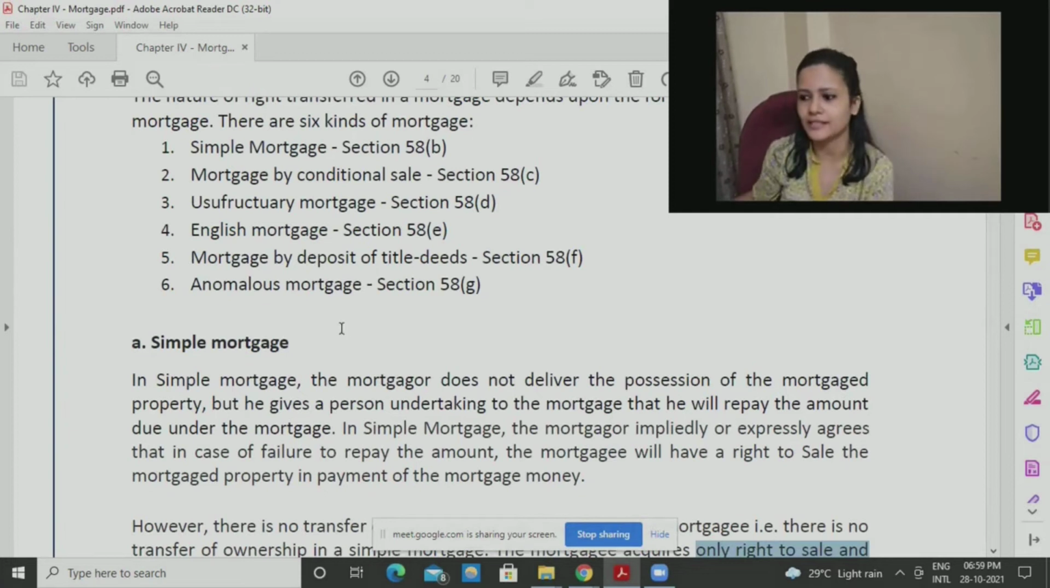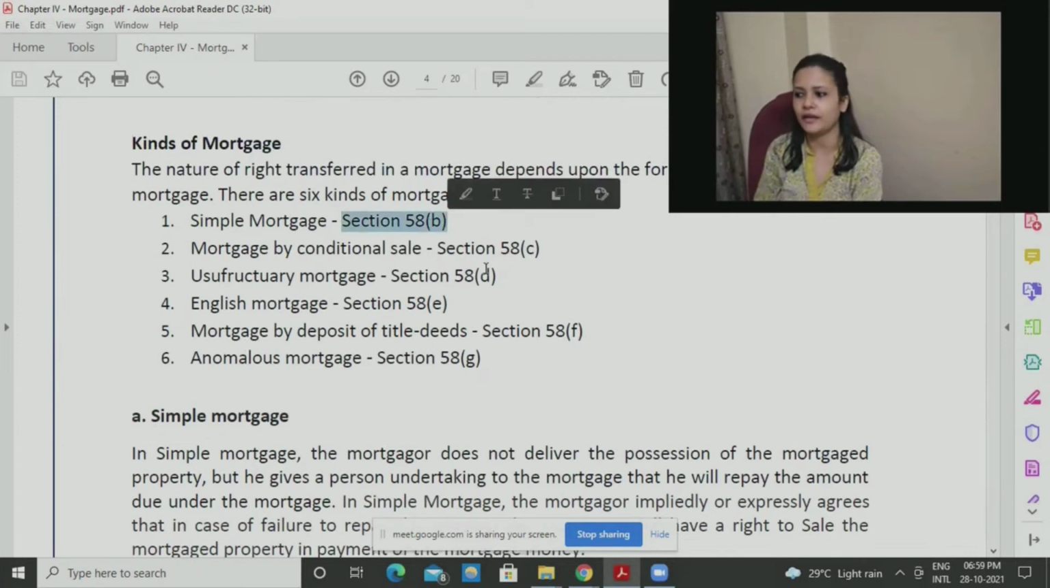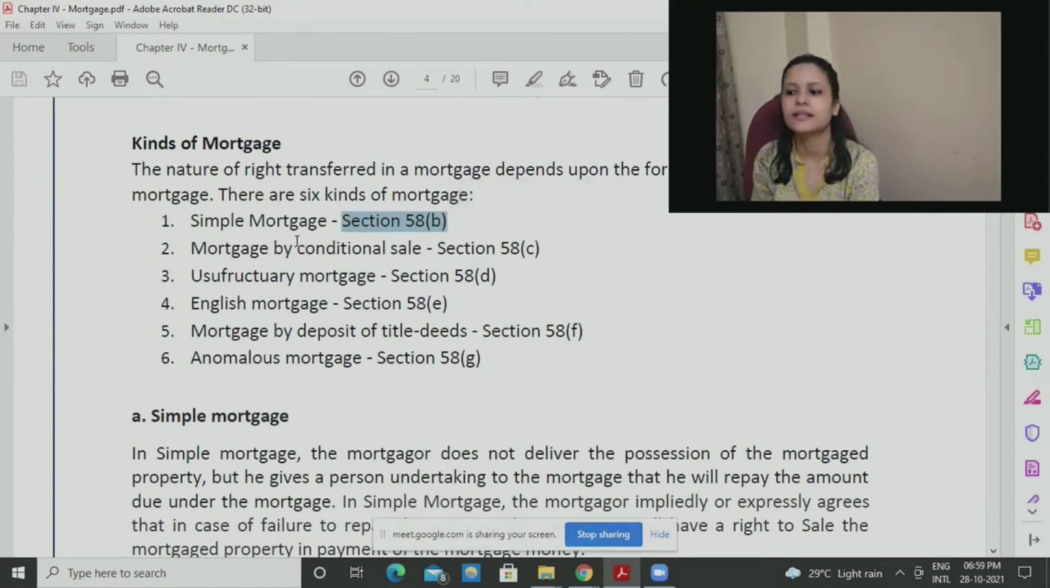That is simple mortgage under section 58B, where only a declaration is being made by the person that in case I fail, here is my specific immovable property. You can sell it and recover the amount from this property.